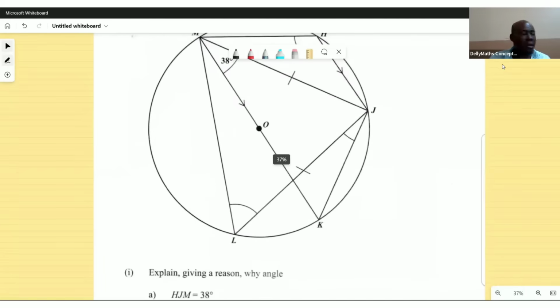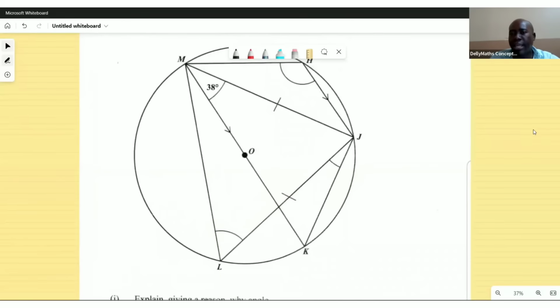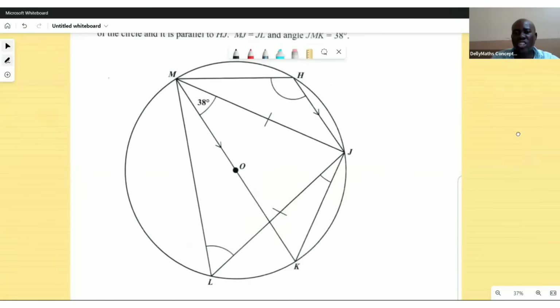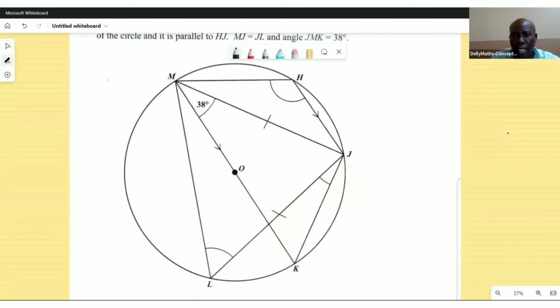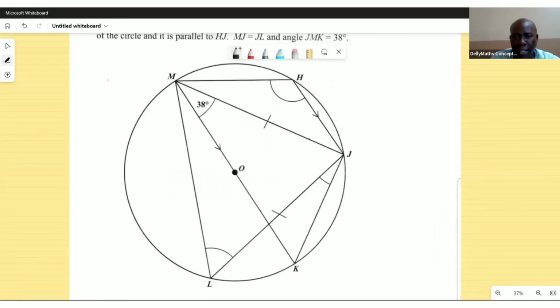So they are giving us some information here. What we want to do, though, is make sure that we are paying attention to details as we go forward. So let us look at this question. It says, explain, giving a reason, why angle HJM is 38. So you're telling me already that angle HJM is this angle. I'm going to mark it here. This angle here, I was told that this is 38 by the question.